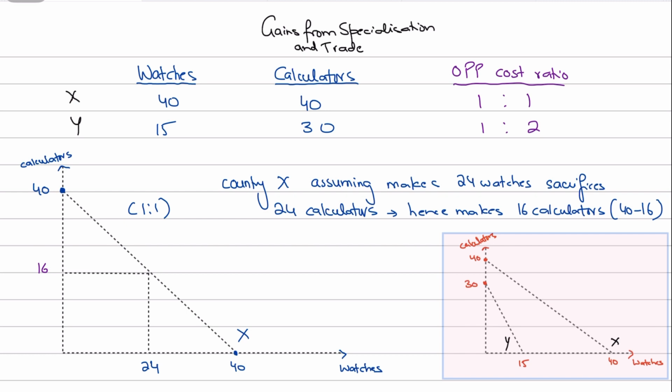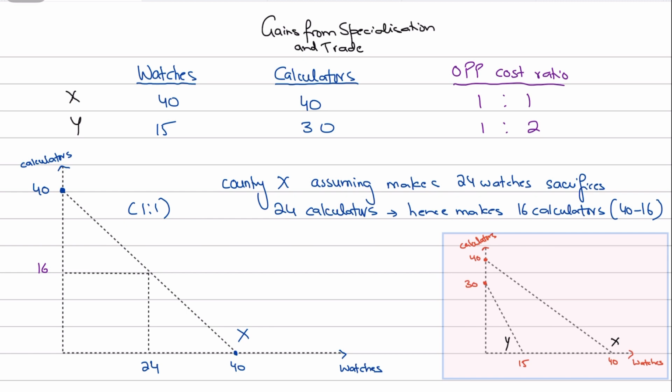So let's get started. I've given two countries, country X and country Y, and they are producing two goods, that is watches and calculators. The maximum that country X could make is 40 watches or 40 calculators, because this is the maximum they could go. If 40 watches are made, then 0 calculators, and vice versa, right? And country Y could make 15 watches maximum with 0 calculators, and 30 calculators with 0 watches.